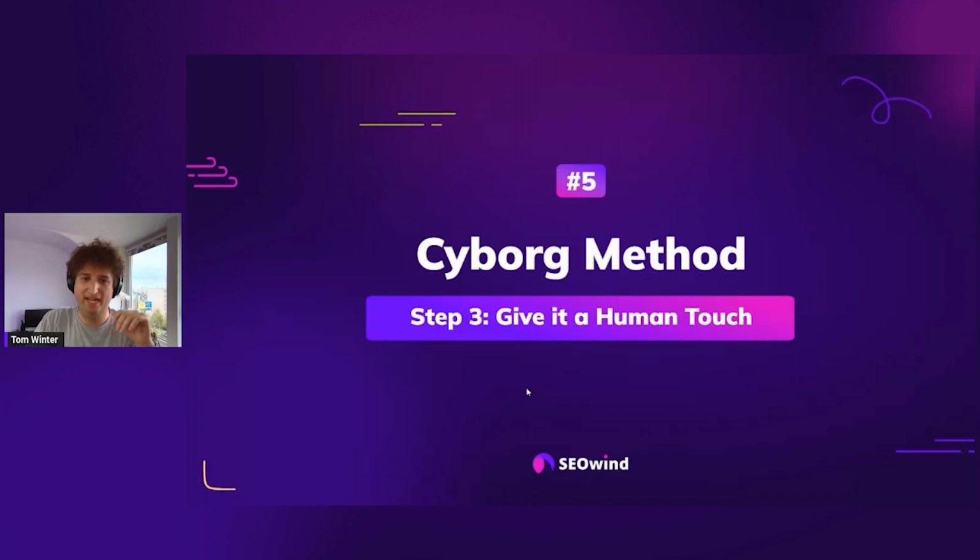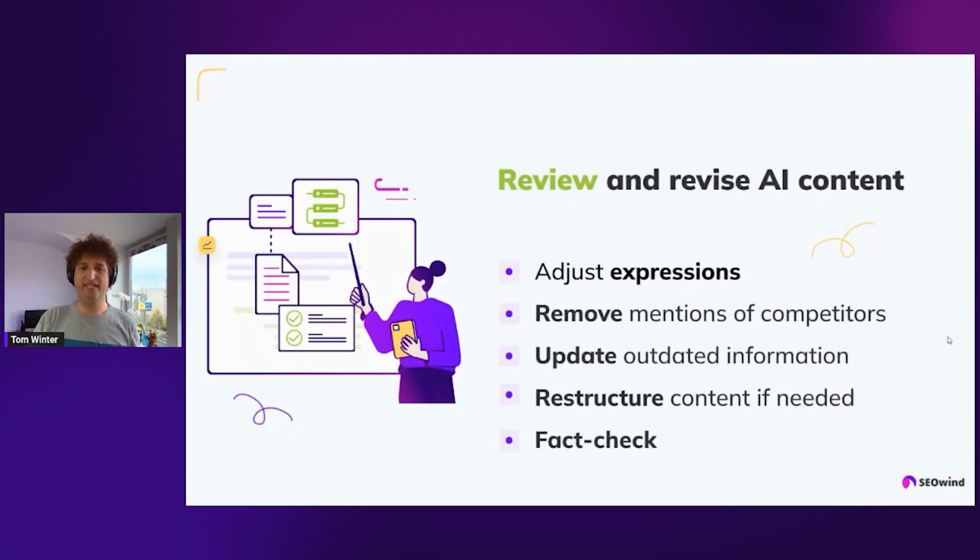Okay, so going back, give it a human touch. That's super important because in my opinion, when you're writing articles with AI, they're 70-80% of the work done. This is exactly how I see it. So they're not ready to be published.